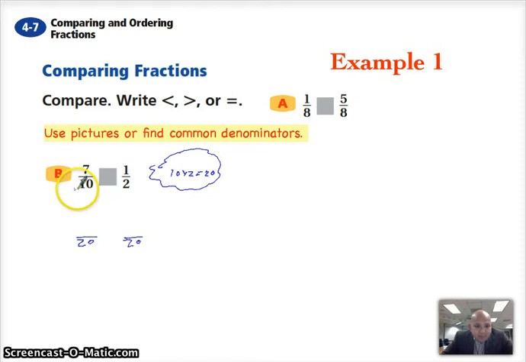Now, in order to get from the 10 to the 20, I multiplied by 2, of course. That means I multiply by 2 at the top. Because I'm multiplying by 2 over 2, it's just like multiplying by 1.